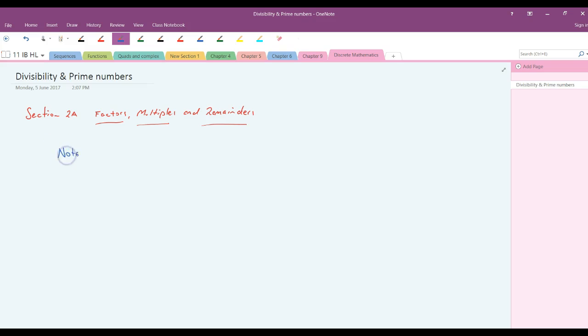So some notation to start with is that when we see A stroke B, then that's going in this section to mean A divides B. Simply that. And if we've got a situation where A divides B and A divides C, then A will divide B plus or minus C.